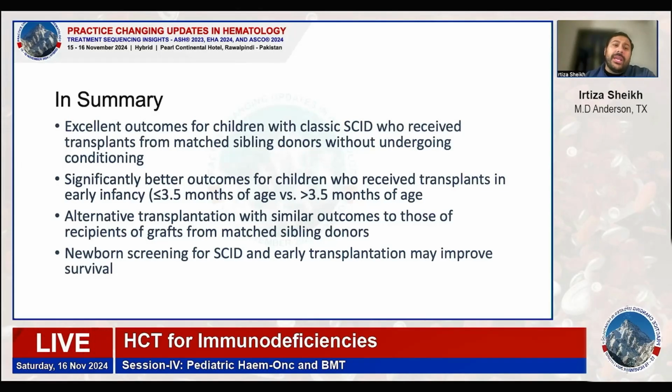The important thing to keep in mind is that alternative transplantation sources did have outcomes similar to those of recipients who received a graft from a matched sibling donor. Lastly, newborn screening for SCID, depending on the country, and at times even depending on the state here in the United States, is important because it helps diagnose the condition earlier, which leads to early transplantation. That improves survival, decreases transplant-related mortality, and overall leads to better outcomes, including graft versus host disease.